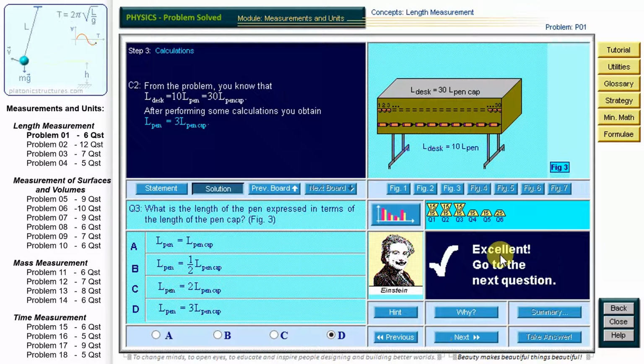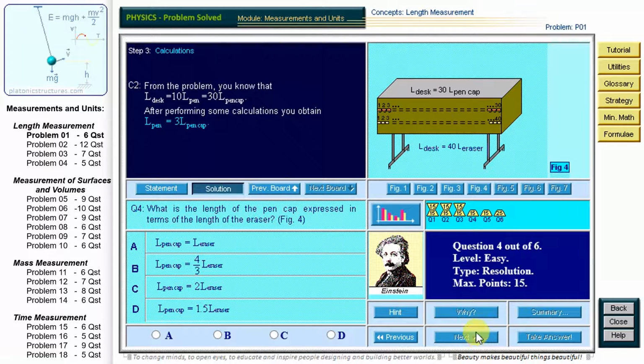Reviewing the calculation for this step, we reconfirm that the desk is 10 times longer than the pen, and 30 times longer than the pen cup. It follows, the pen is 3 times longer than the pen cup. Again, we can now see that Figure 3 illustrates this clearly. So far so good. Let us move to the next question.